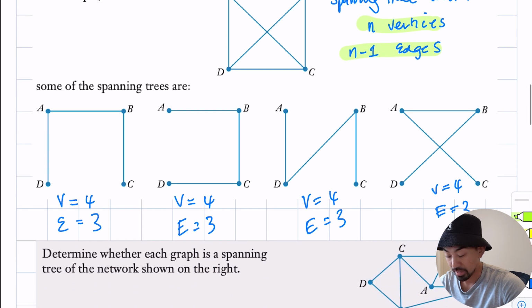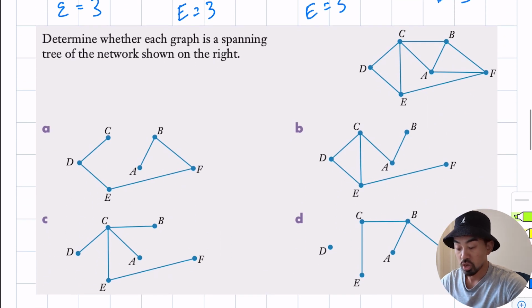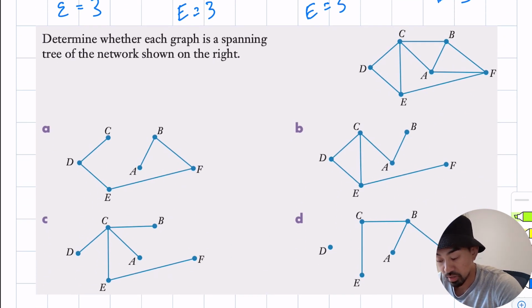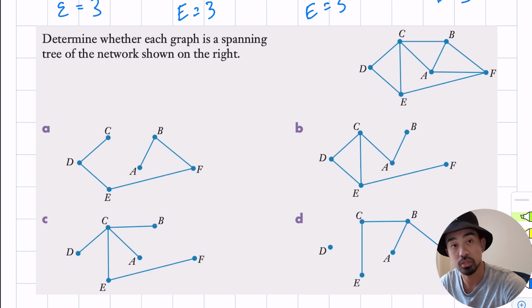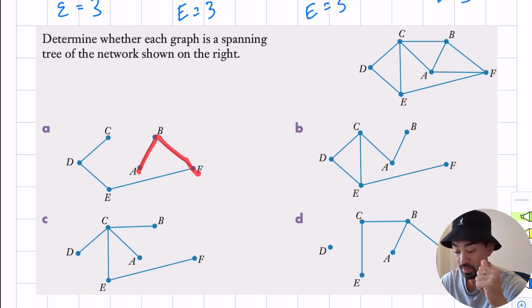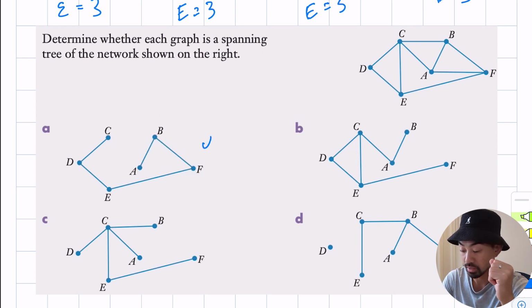Okay, let's have a look at this example here. Determine whether each graph is a spanning tree of the network shown on the right. So here's our network, and we want to see if these 4 will be spanning trees. So A, let's look at the first one. Ask yourself, are there any cycles? No. And are all the vertices connected? I've got A, B, C, D, E, F in my original diagram, and here I've got A, B, C is connected, D is connected, E and F is also connected. So this is yes.